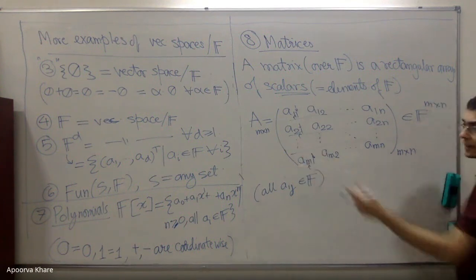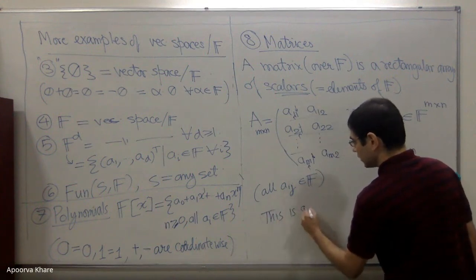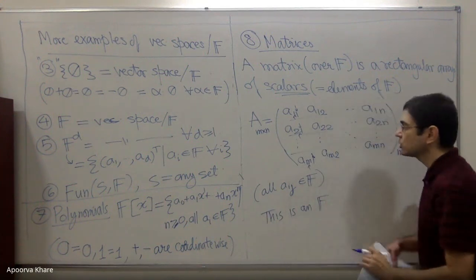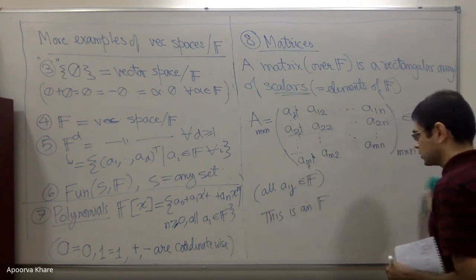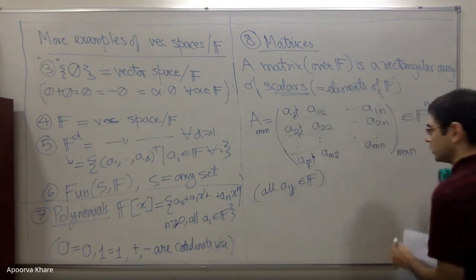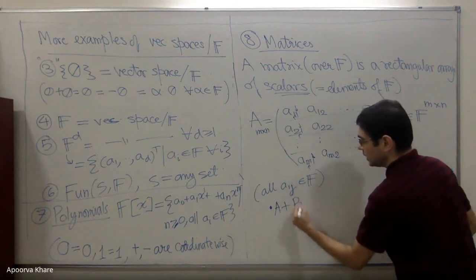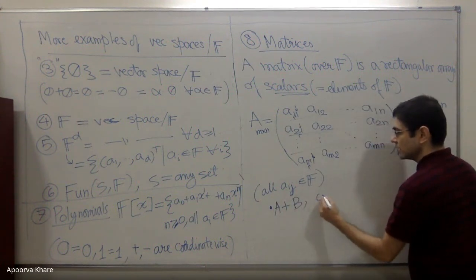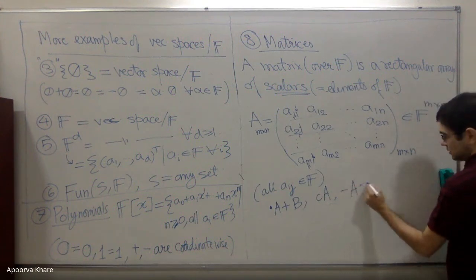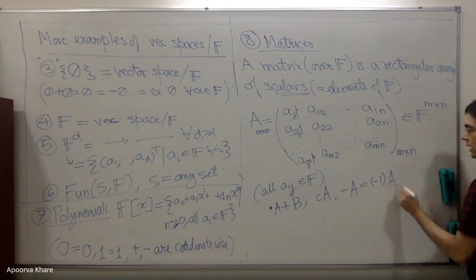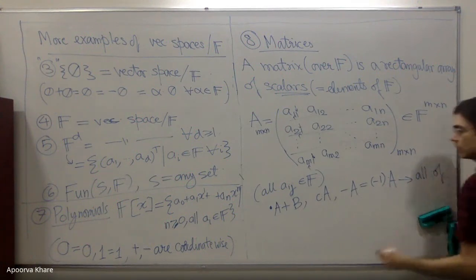One thing, so why is it a vector space? This is a vector, so let me just quickly finish the fact about vector spaces. Of course, you see how to add two matrices coordinate-wise. A plus B, then C times A, scalar times the matrix, or negative A, which is just the same as minus 1 times A, are all defined. All of them.